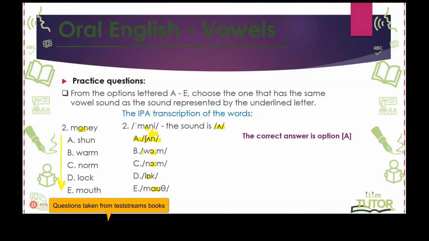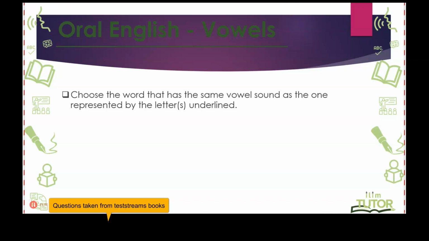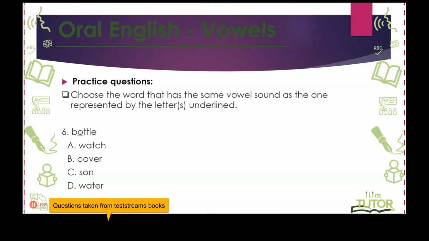So let's have a look at another example where we'll have to choose the word that has the same vowel. The question is bottle, and we need to identify the sound, and the sound is O, the vowel sound in bottle. To make sure we know the correct answer, I would advise that you use IPA and think about the vowels used in the words given from A to D, and then decipher them.